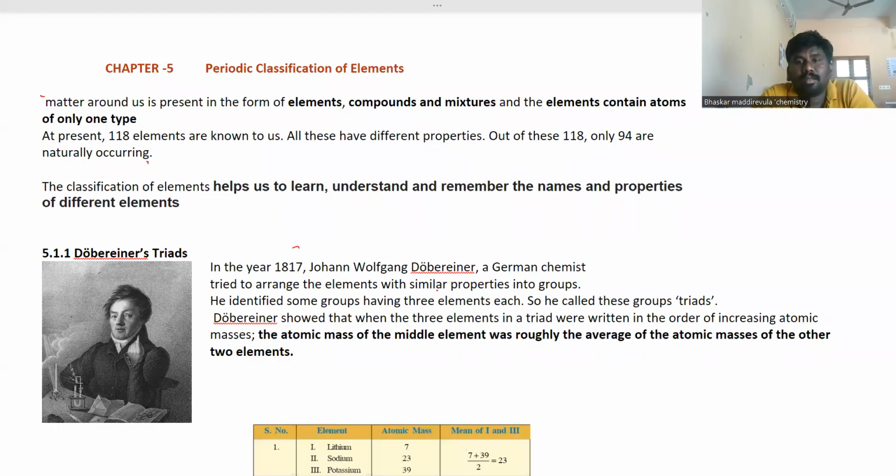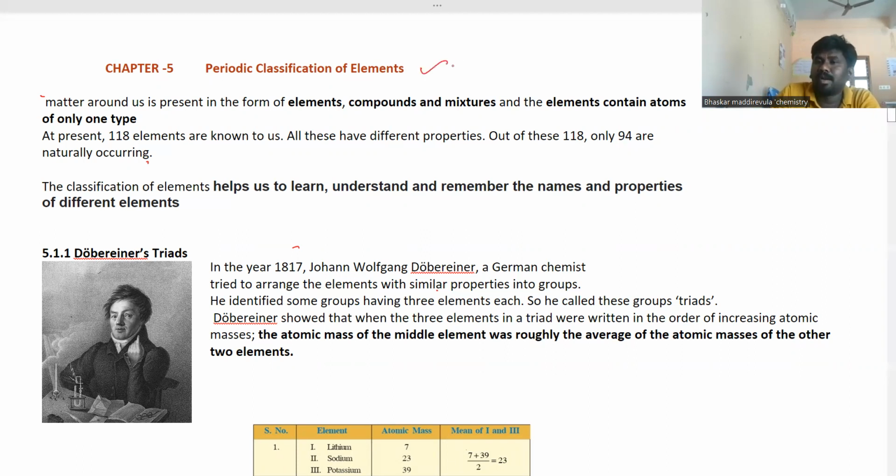Hi everyone. In this slide, we are going to cover the class 10th CBSE science subject. Under that subject, we are going to see the chemistry part. In the chemistry part, we are going to cover one of the important chapters for the second term examination. That is the fifth chapter, periodic classification of elements.